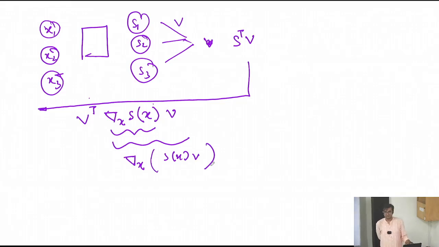Correct. And now we will do one backward pass. S is not a matrix. S is a vector. S is S1, S2, S3, right? So it's a vector. Okay. Any question?